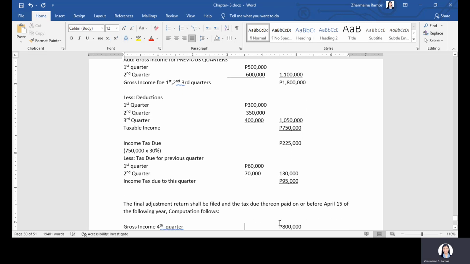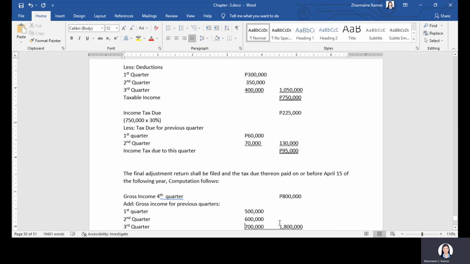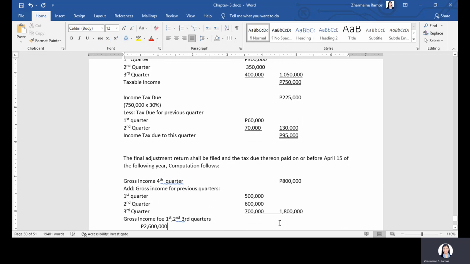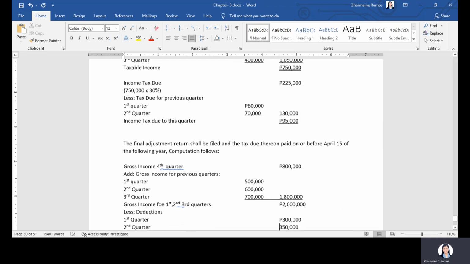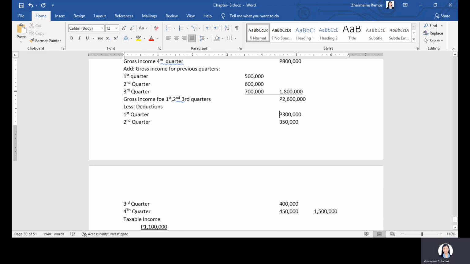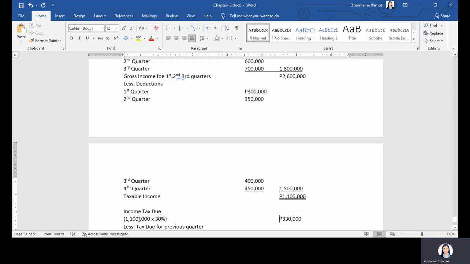Next is, ngayon, for the fourth quarter, kailangan mo na siyang i-adjust based sa pinaka-total na babayaran mo, final adjustment mo na. So, ang gross income mo for the fourth quarter is 800,000. I-add mo ngayon yung mga gross income mo from previous quarters. So, total gross income mo is 2.6 million less the deductions made. So, first quarter, ito yung mga deductions mo. So, total deductions will be 1.5 million. So, ang total taxable income mo for the year is 1.1 million times 30%. Ang tax mo daw ay 330,000 pesos for the whole year.